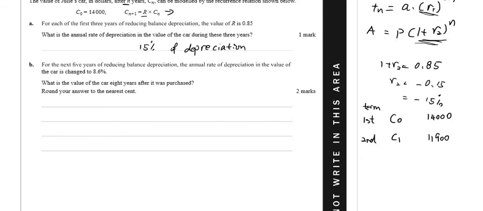Here I have my first term, which is my C0, and the value of C0 is 14,000. My second term, which is my C1, is 0.85 times, remember that my R is equal to 0.85 in the first 3 years. So 14,000 times 0.85 is equal to 11,900. And I'm going to write my third term over here.